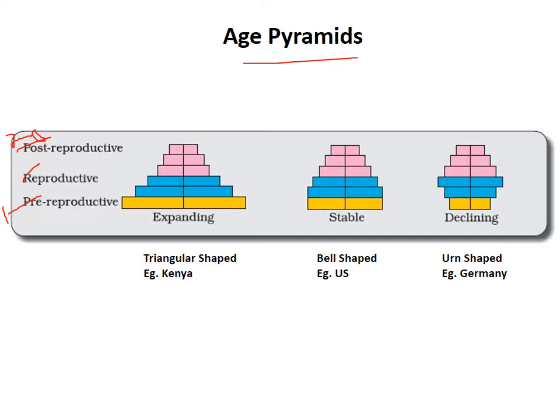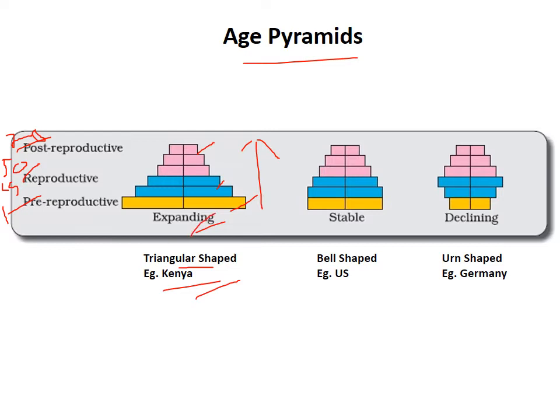And here the reproductive age is, suppose we make it 15 or 20 to 50, and 50 to 70 is the post-reproductive. So in a population, if the number of pre-reproductive individuals is much more than the reproductive and post-reproductive, then the population is called an increasing or expanding population, and this shape is triangular. Example, the Kenya population, India population, they are expanding populations.